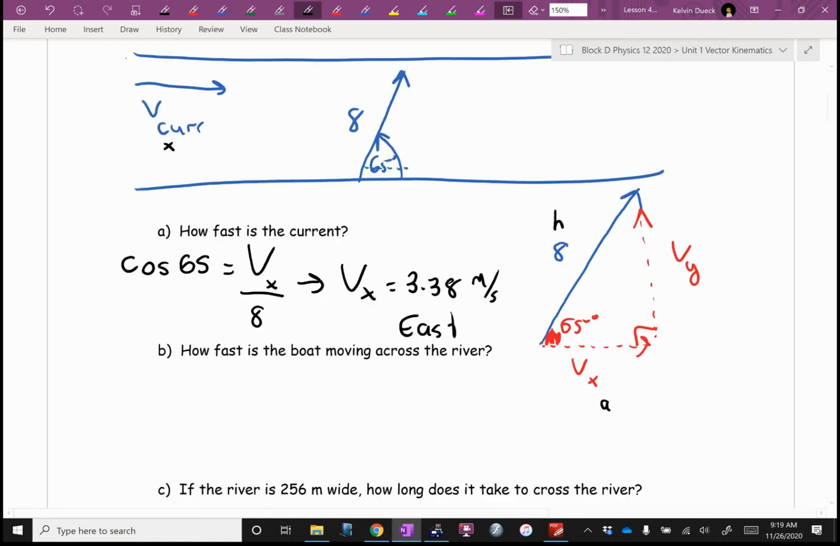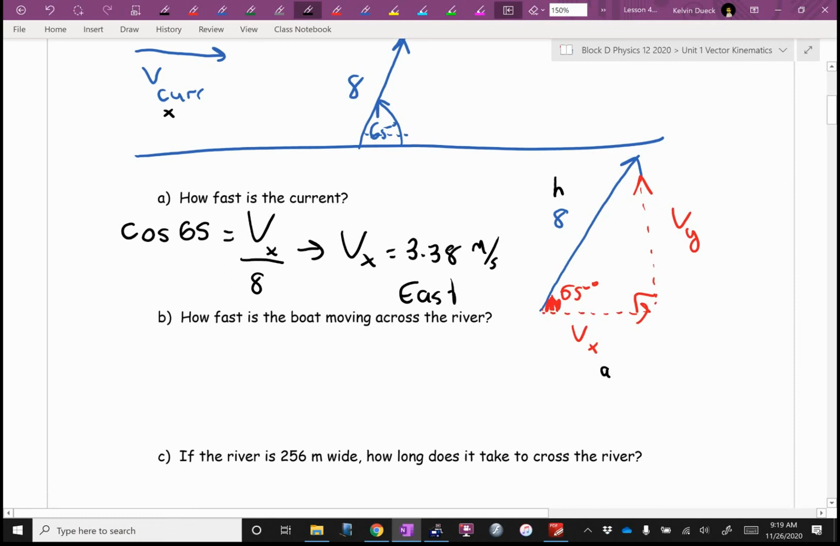B. How fast is the boat moving across the river? Which vector is that in my triangle? Vy. Okay. Now, if the river was flowing north-south, all of this would flip on its end, but I can still handle it. Here the river is flowing east-west. Opposite. Which trig function? Sine, you say.